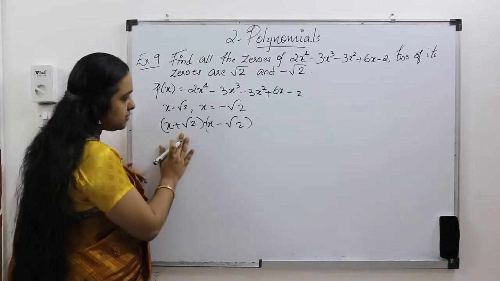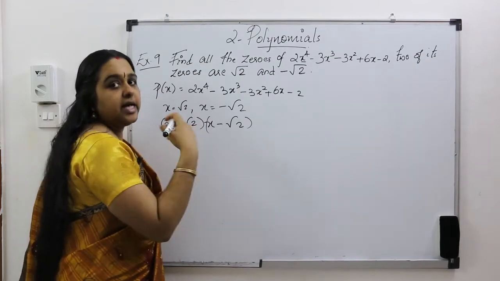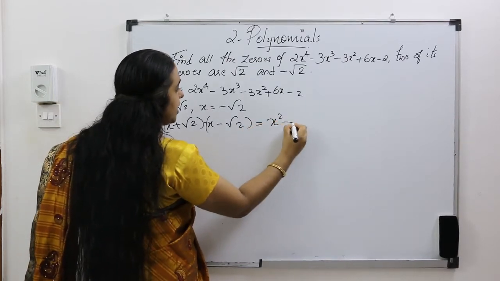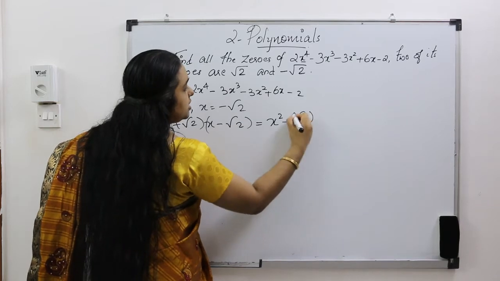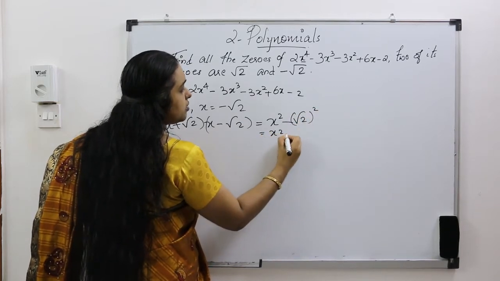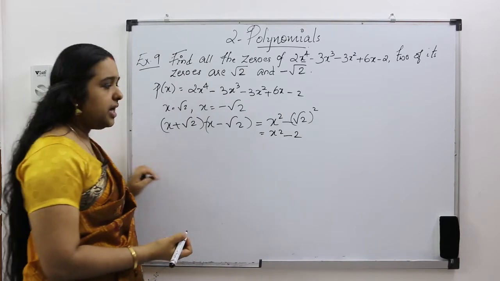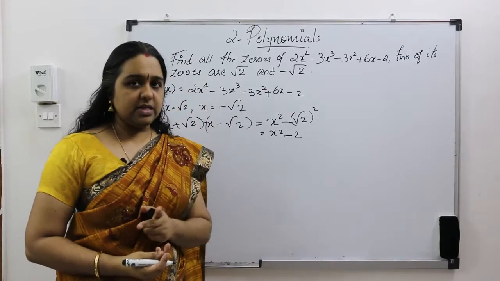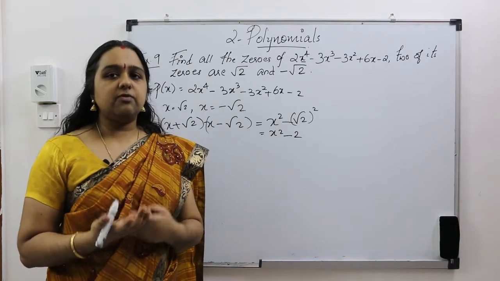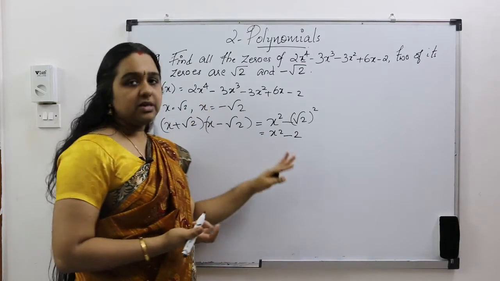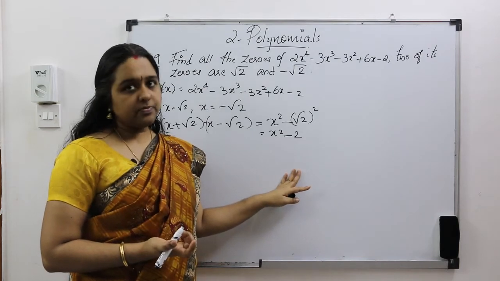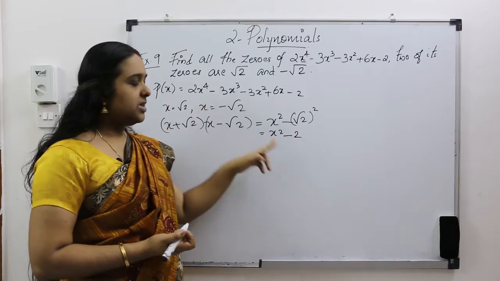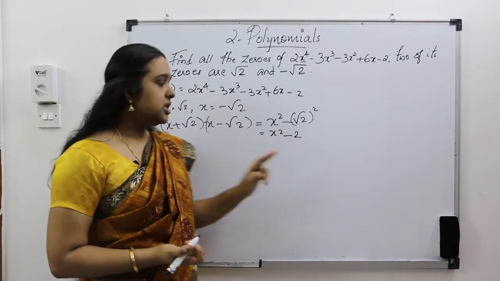We know that a plus b into a minus b is what? A square minus b square. So this will be equal to x square minus root 2 square. What is root 2 square? That is x square minus 2. Okay, x square minus 2 is a factor of this polynomial p of x. Then what is our next step? We will be dividing our p of x with this factor. Is it clear? We are going to divide p of x with our factor x square minus 2.